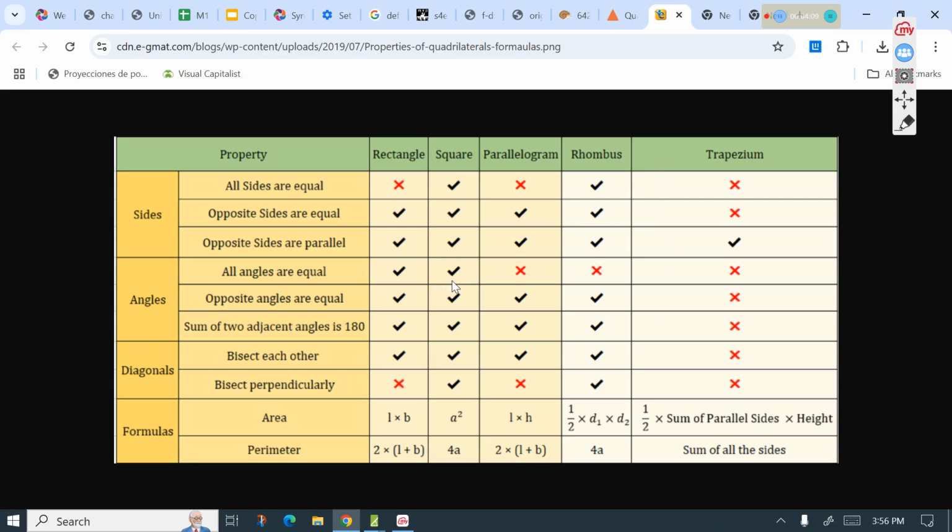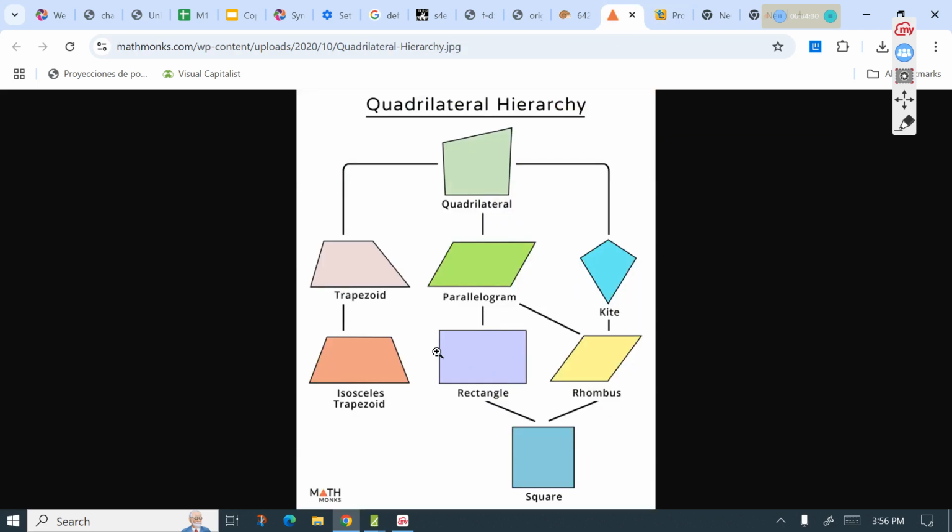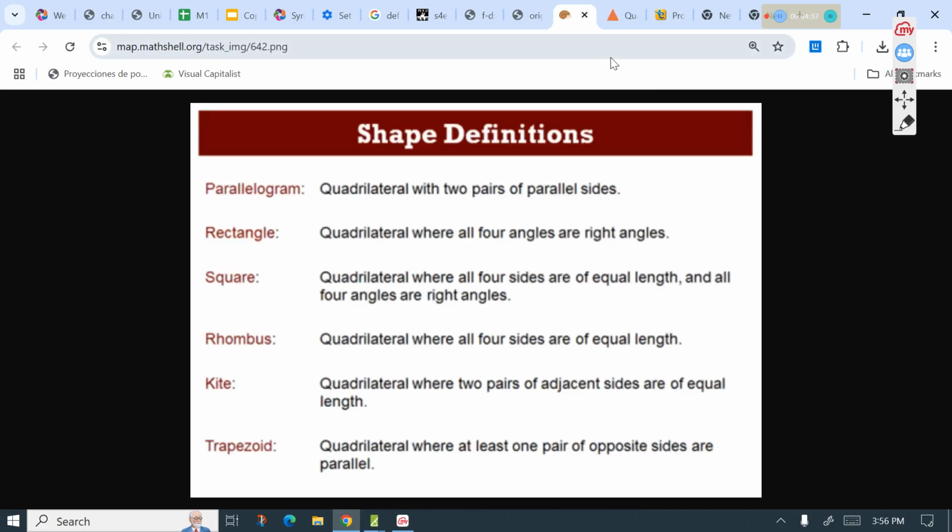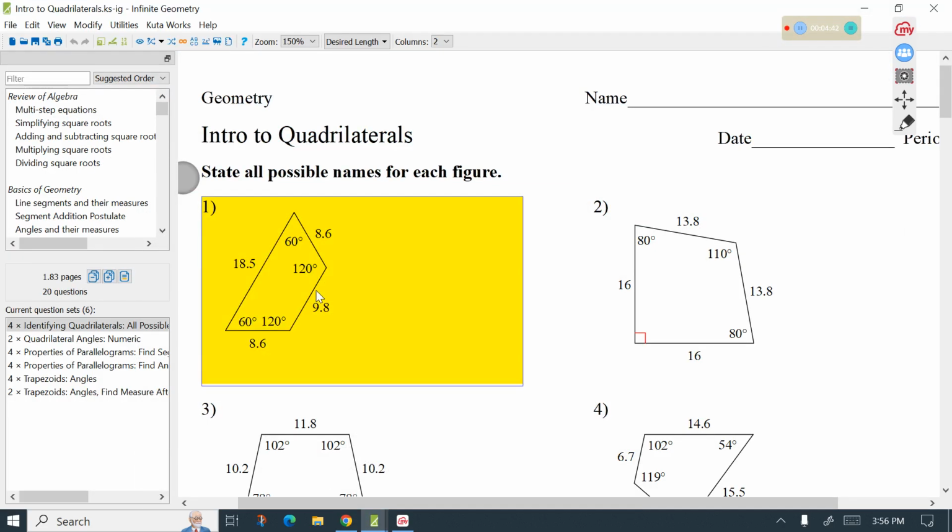Then we want to know about the angles. We know in a rectangle and a square, the angles are all the same. But in a parallelogram and a rhombus, that's not true. In all four of these, the opposite angles are equal. So in a rectangle, a square, a parallelogram, and a rhombus, the opposite angles, meaning the angles that are across from each other, not the ones that are next to each other, are equal to each other. This is what we spent most of our day doing at the beginning before we really started the lesson.